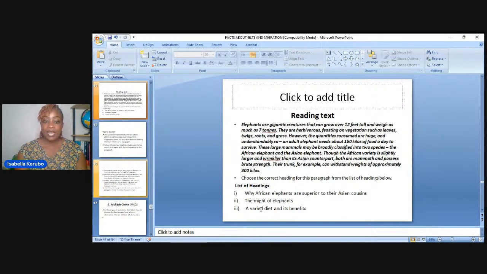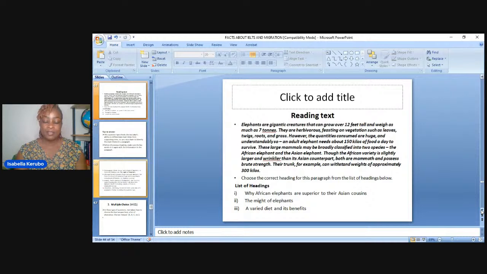Let's look at number 3, a varied diet and its benefits. Of course, yes, we've read something about the diet, where it described what they eat. But is this the main theme of the text? Absolutely not, because the diet only forms part of the information that we are given about the elephants. So our answer here is option 2, the might of elephants. That is the main theme of this text.